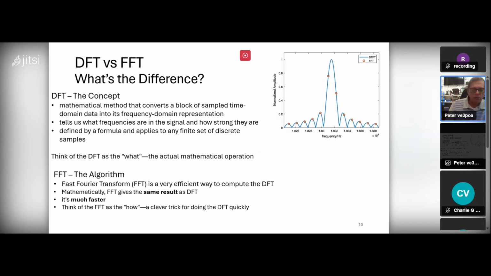Now, fast Fourier transform doesn't change what discrete Fourier does. It's just a more efficient algorithm for computing it. You might think of discrete Fourier transform as the concept and the fast Fourier transform as the clever trick that makes it practical in real-time applications like audio, communications, radar, etc. In other words, discrete Fourier transform is like a longhand calculation, while fast Fourier transform is like using the calculator to get the answer much faster.